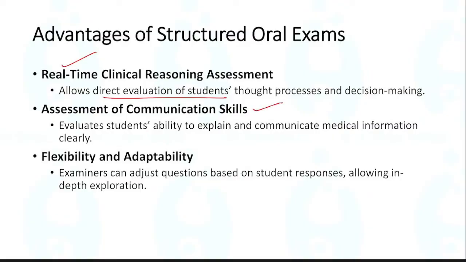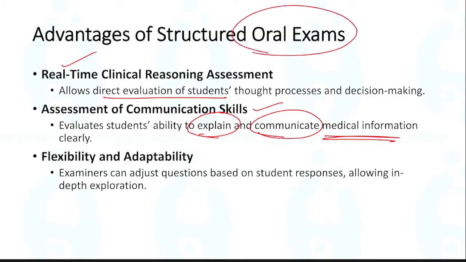It will evaluate if the student is able to explain their own thought process and reasoning, and how they communicate with the patient and with the examiner. So if medical information is clearly communicated with the staff, colleagues, or patients involved, all of it is seen. Communication with the examiner, colleagues, and patient, everything is assessed via the structured oral examination, right? Next is about flexibility and adaptability.